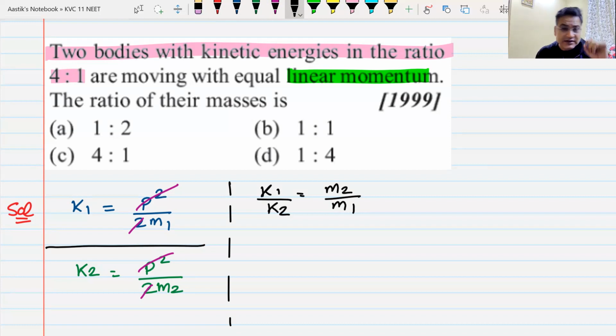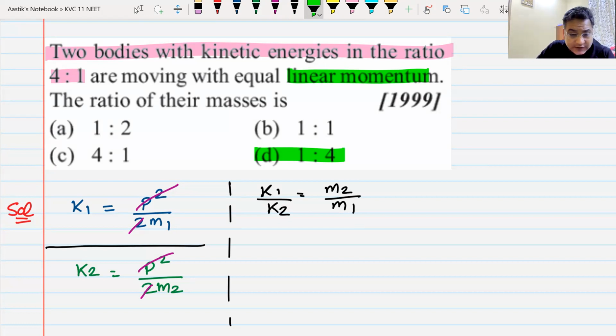So if the kinetic energies are in the ratio 4:1, can you now tell me what is the ratio of their masses? 1:4, sir. 1:4, and that is the correct answer. So kinetic energy and masses are in the reverse ratio if momentum is the same. Do we understand this, everyone?